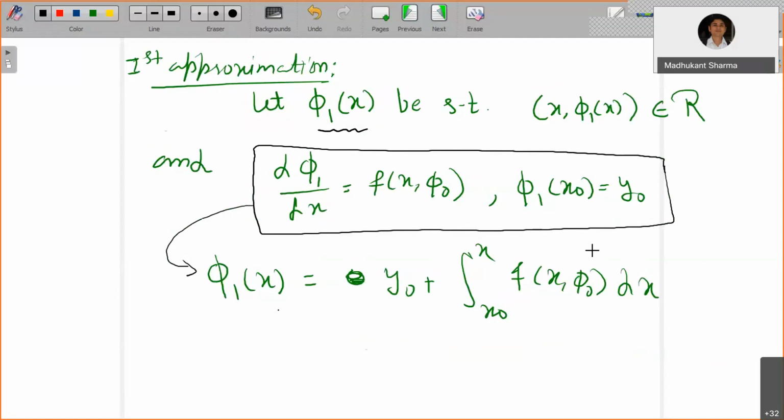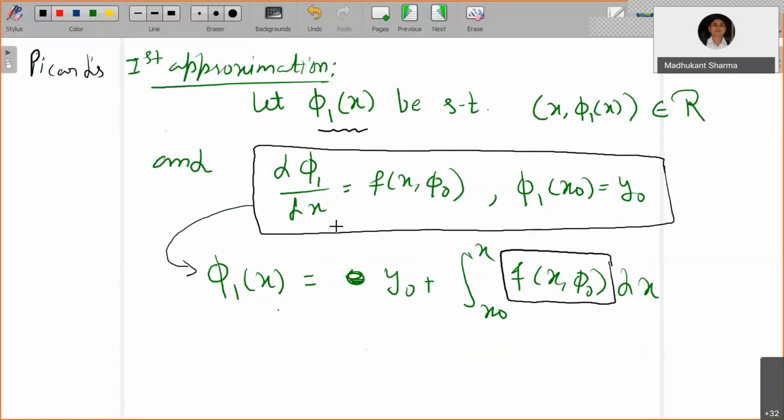Now the integrand is purely a function of x only, which you can integrate easily, and you can get the first approximation. This is known as Picard's first approximation, and the previous one was Picard's zeroth approximation. Likewise, you will now construct further approximations.